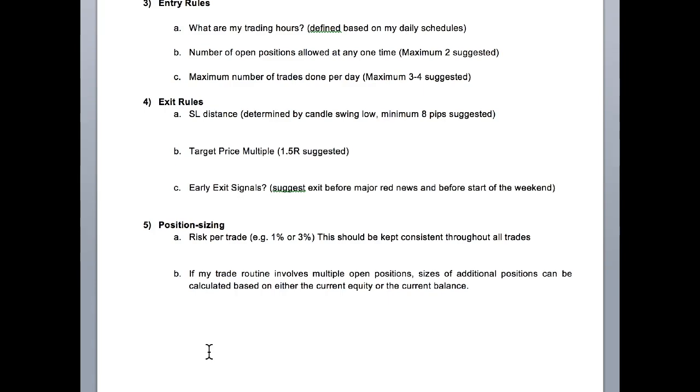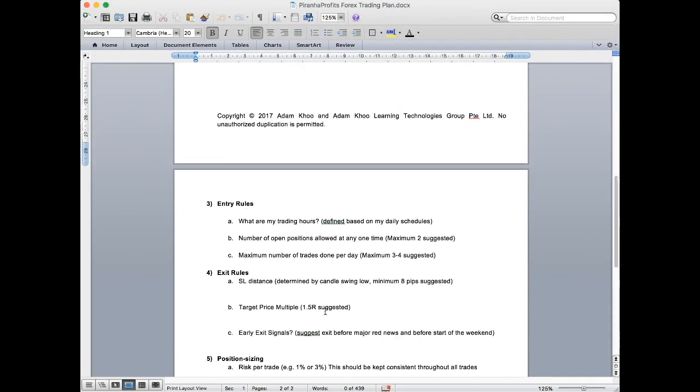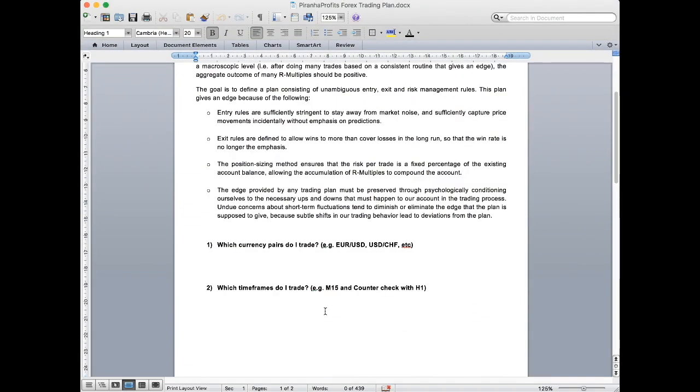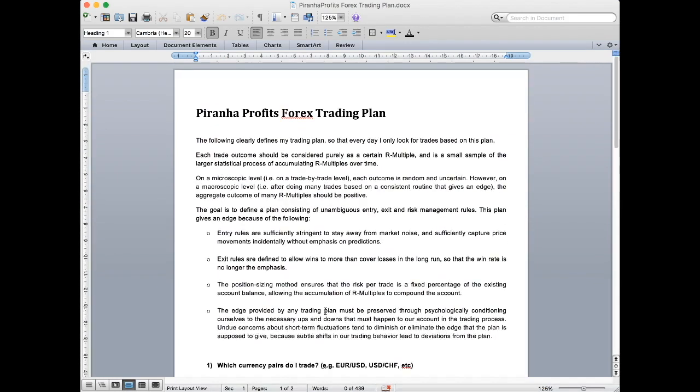Okay, so write down your trading plan. So that's number 5. Once you've written it down, you should put it up somewhere near your trading desk. So every time before you trade, read it, and condition yourself to follow this plan consistently.